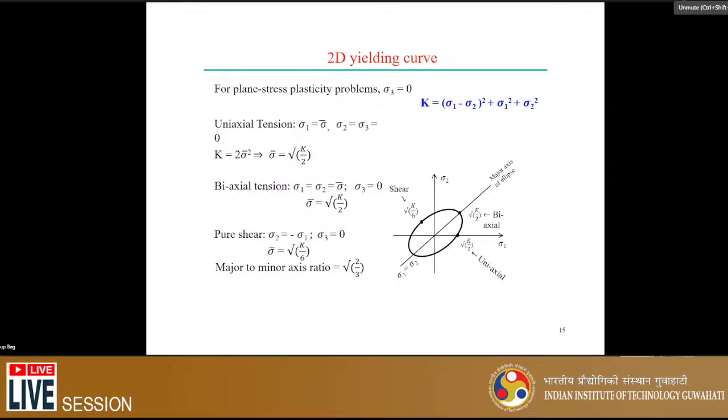So for different values of k, it can be a different shape, but the actual shape is the ellipse, and the major and minor axes can be different. But if you have different data, if you perform uniaxial tensile testing, biaxial tension, or pure shear, then you can define different points on these axes, and accordingly you can utilize the data.